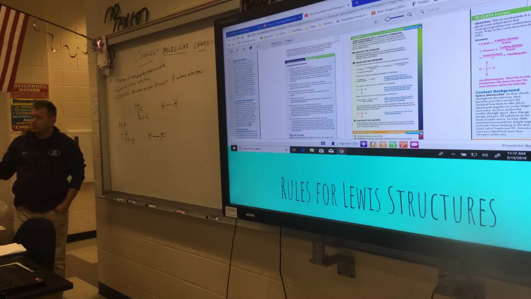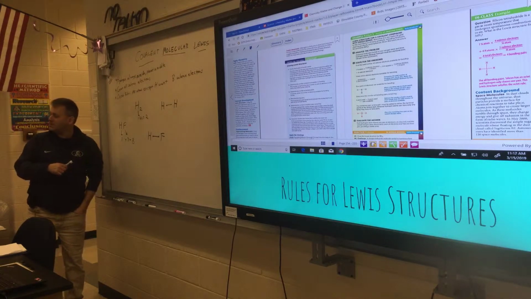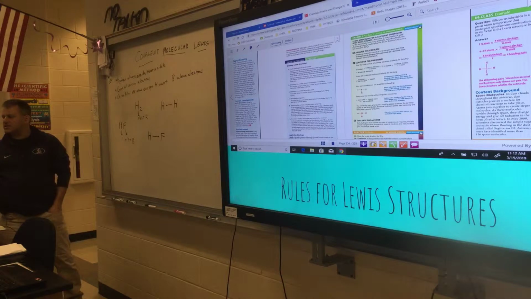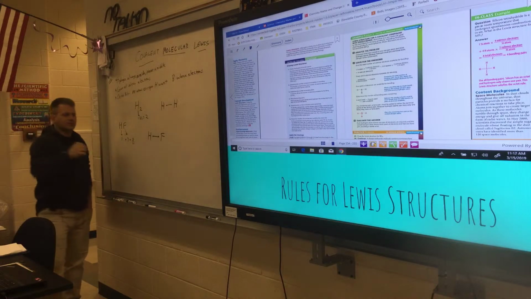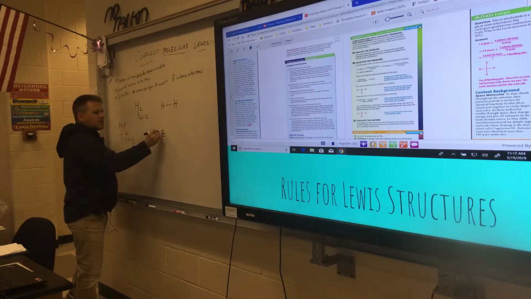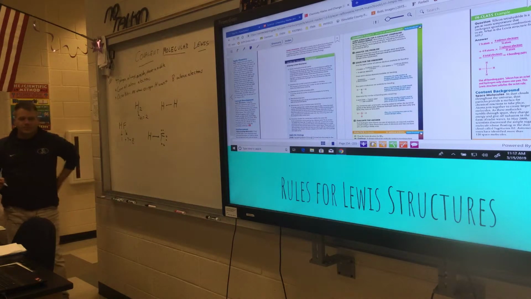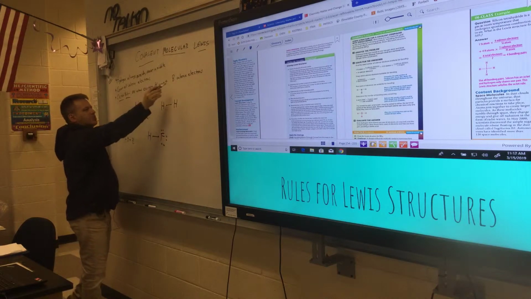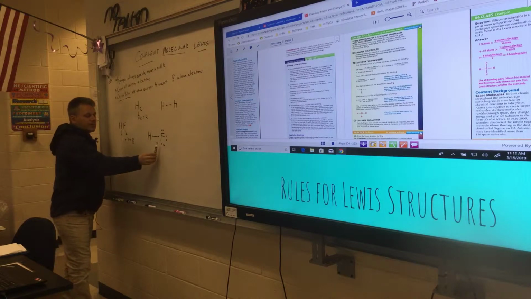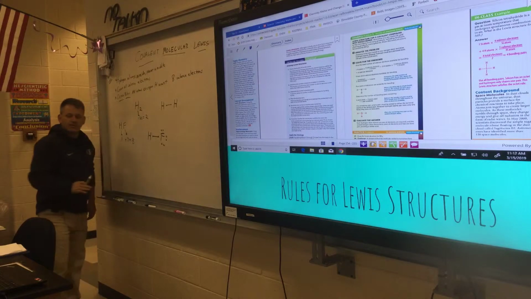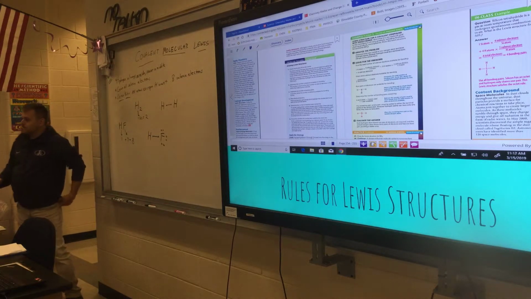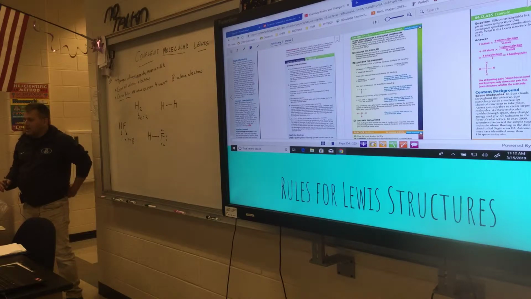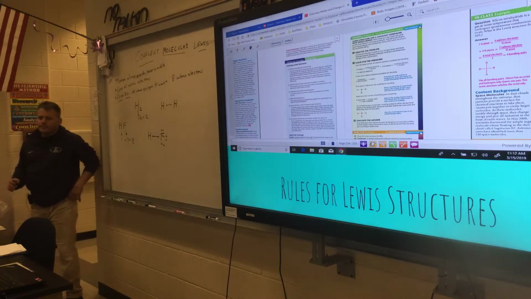Now, so far we've drawn 2. How many do we need to have? 8. We're going to add dots. When we do it, we're going to count by 2s to make it easier. So that's 2, that's 4, that's 6, and that's 8. Here's our octet rule: all atoms except for H want 8 valence electrons. Well, fluorine has 2, 4, 6, 8. H only has 2. That one's correct. That is called a Lewis structure.